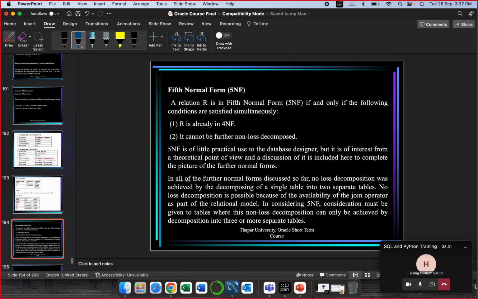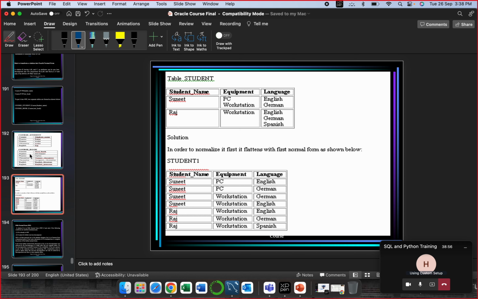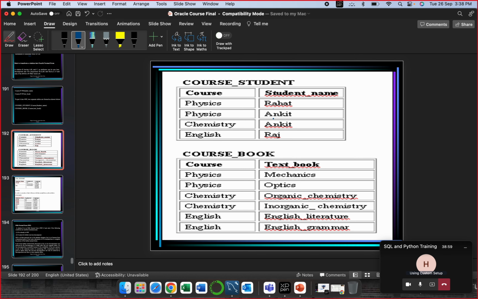Fifth normal form is of little practical use to a database designer, but it is of interest from a theoretical point of view. That's why I said that it is not something which is practically used. It is a theoretical point of view, and a discussion of it is included here to complete the picture. In all of the other further normal forms discussed so far, no-loss decomposition was achieved. So if I divide this table further, there won't be any loss of data.